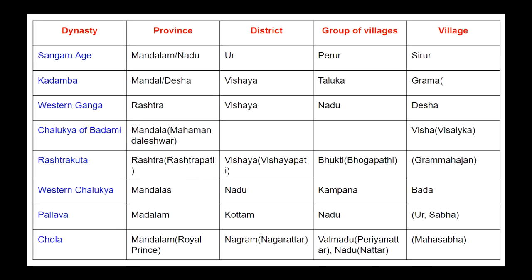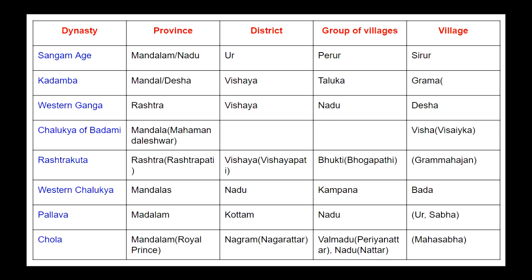And in this slide, we will learn the administrative territorial divisions of South Indian dynasties. Sangam age. In the Sangam age, provinces were known as Mandalam or Nadu. Then districts were known as Ur. A group or big village was known as Perur and a small village was known as Sirur.